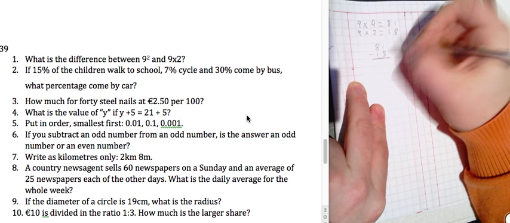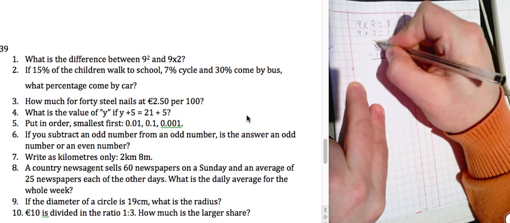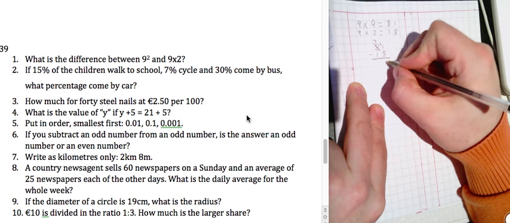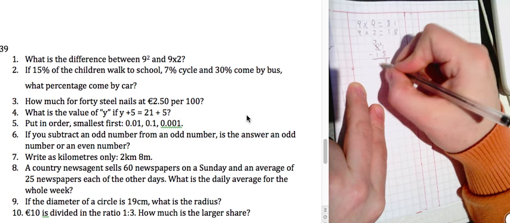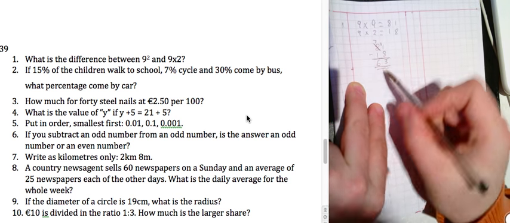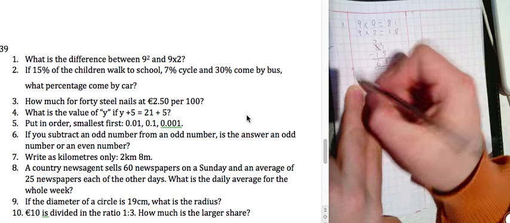81 take away 18. 1 take away 8 cannot do, so we must borrow, cross out your 8, it becomes 7. Bring over that group of 10, so you have 11 take away 8. 11 take away 8 is 3. 7 take away 1 is 6. So the answer there for number 1 is 63. The difference between 9 squared and 9 by 2 is 63. Moving swiftly on to number 2.